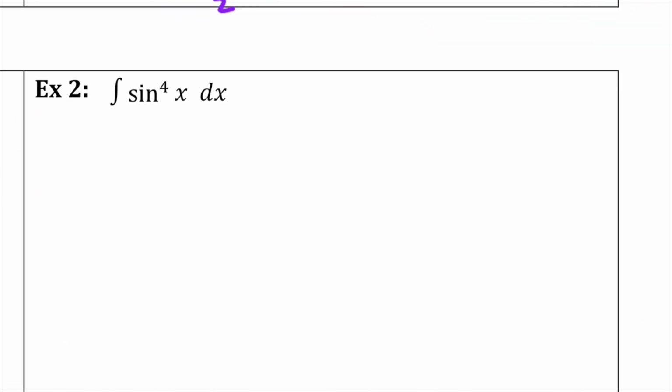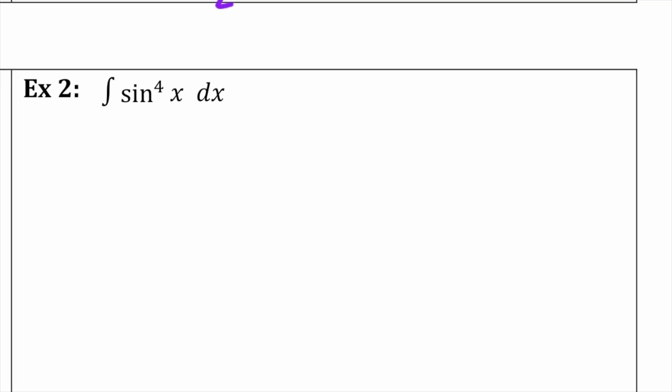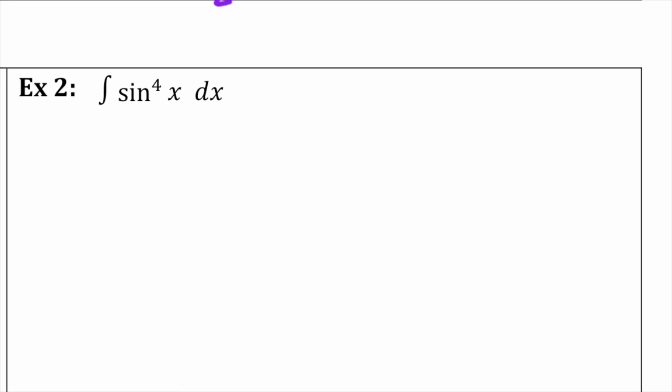All right. Okay, that was a nice little trick we did before, but I'm looking at example 2. If I let u equal the sine of x, my du, of course, is the cosine of x. So that's not useful. We need a different plan. Okay, so what if I were to split it up?